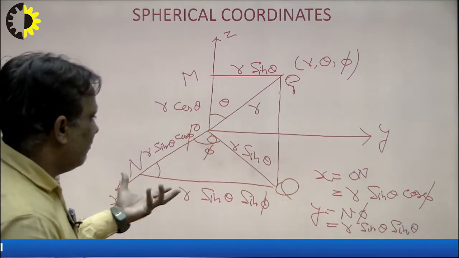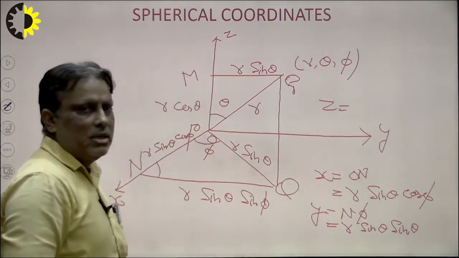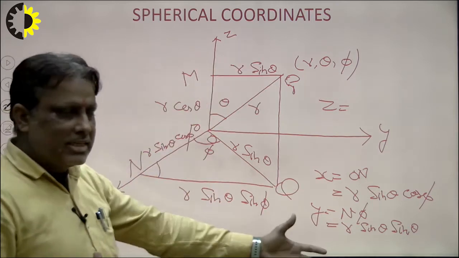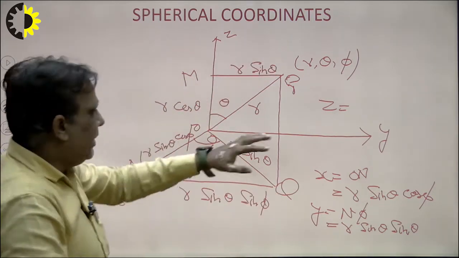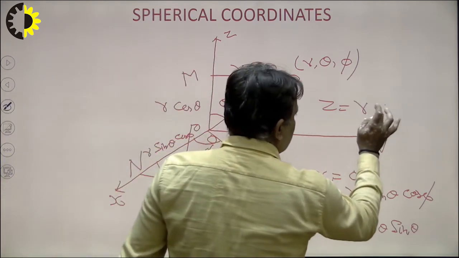Now the question is, what is z? So I write here z is equal to... what will be the z here? In this way z is Im, parallel to the z axis, and Im is OM. We can say that PQ is parallel to OM. So z is equal to r cos theta here.